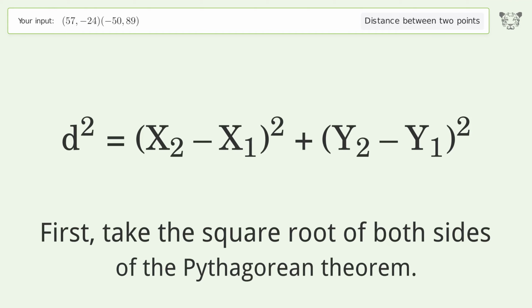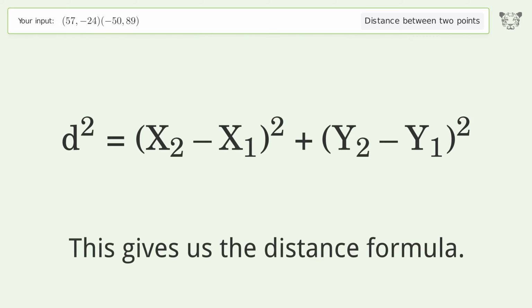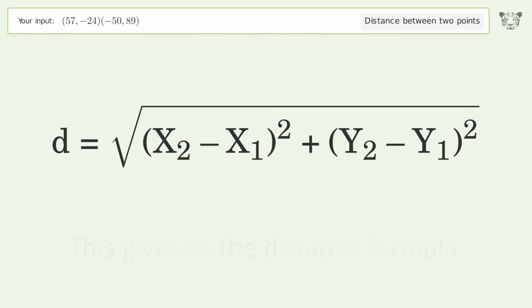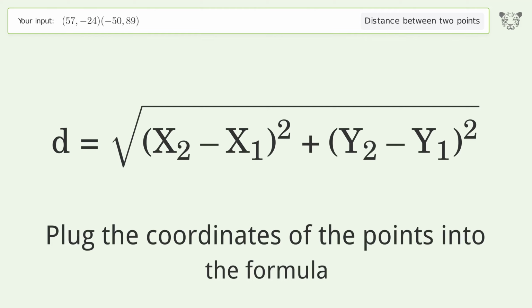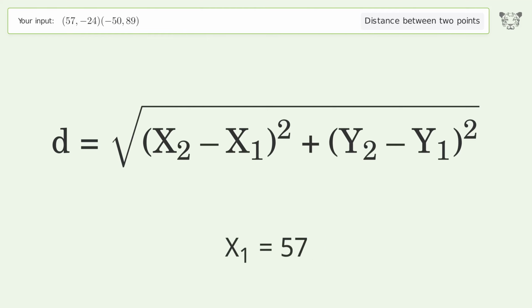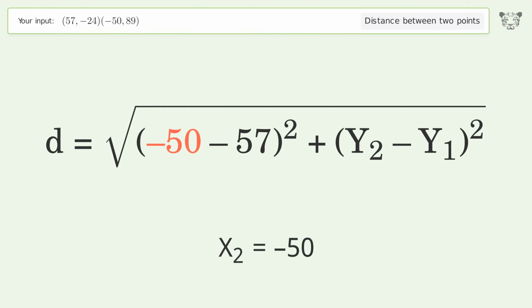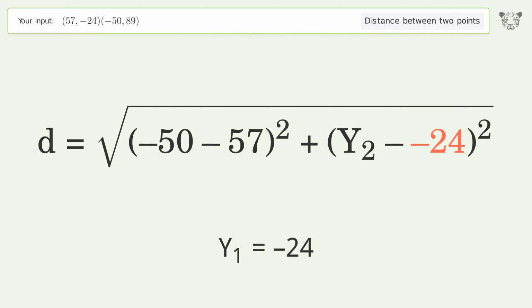First, take the square root of both sides of the Pythagorean theorem. This gives us the distance formula. Plug the coordinates of the points into the formula. x1 equals 57. x2 equals negative 50. y1 equals negative 24. y2 equals 89.